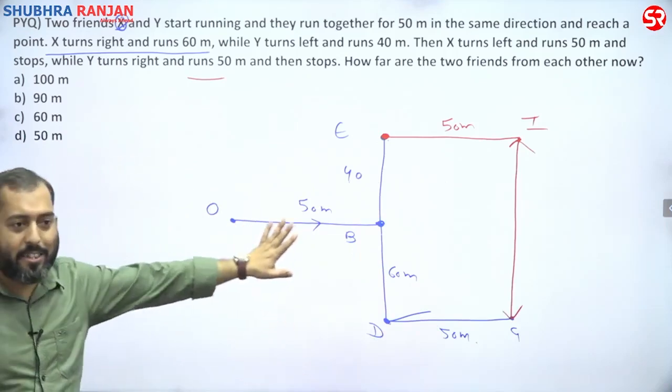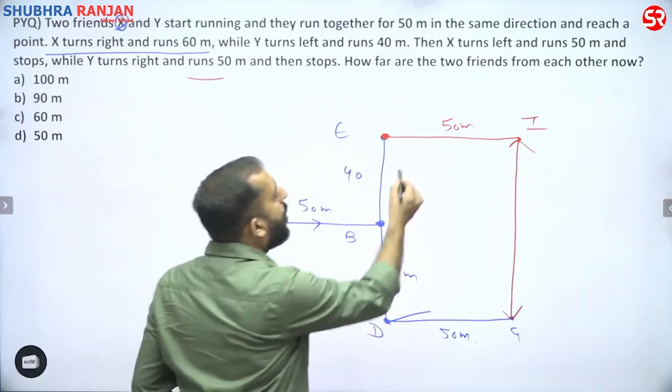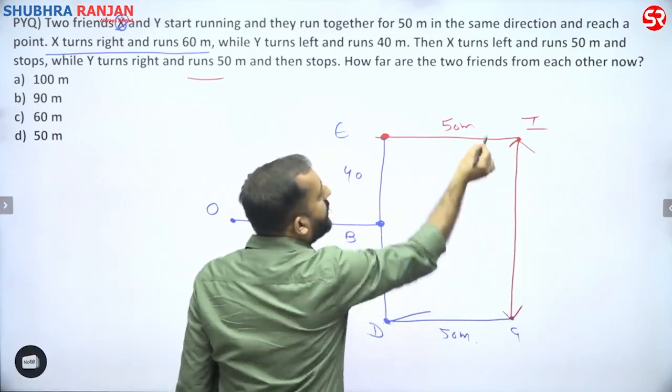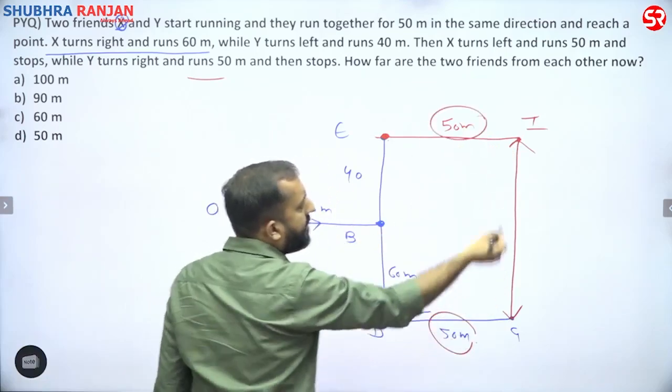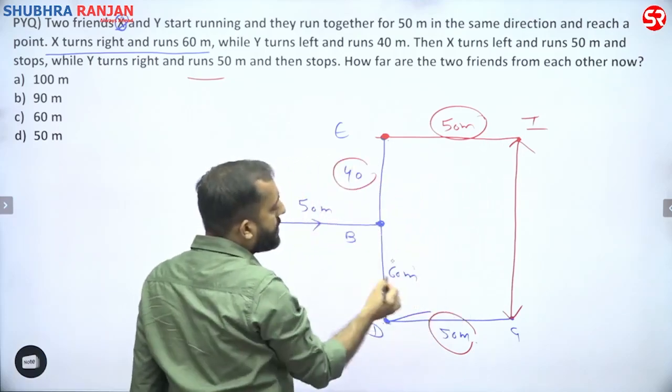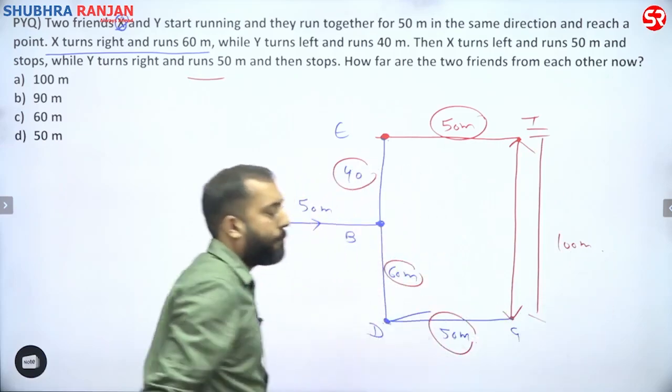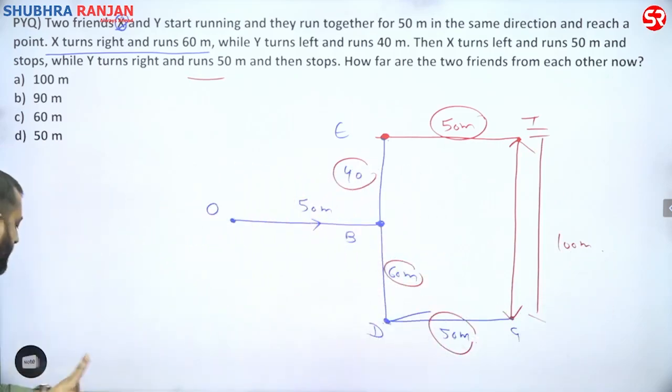Now, can I erase this question, guys? Answer has to be, so from C, E and I, D and G, this is 50, this is 50, then this has to be 40 plus 60, which is 100. Clear? Now next.